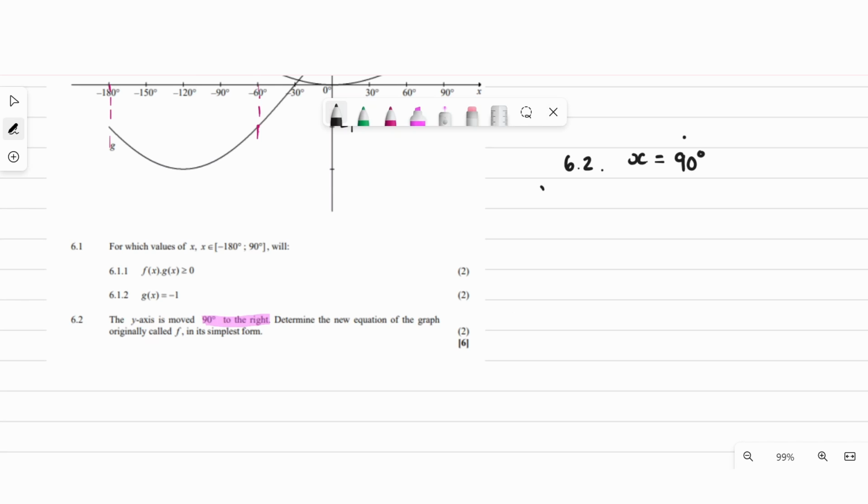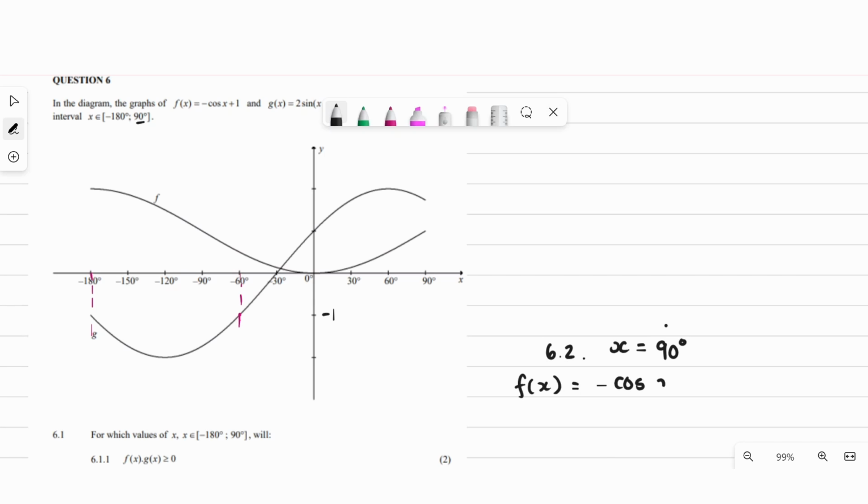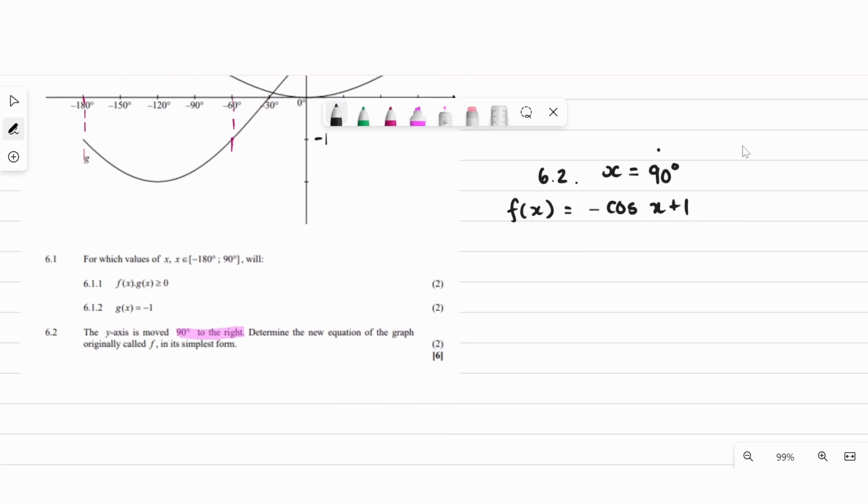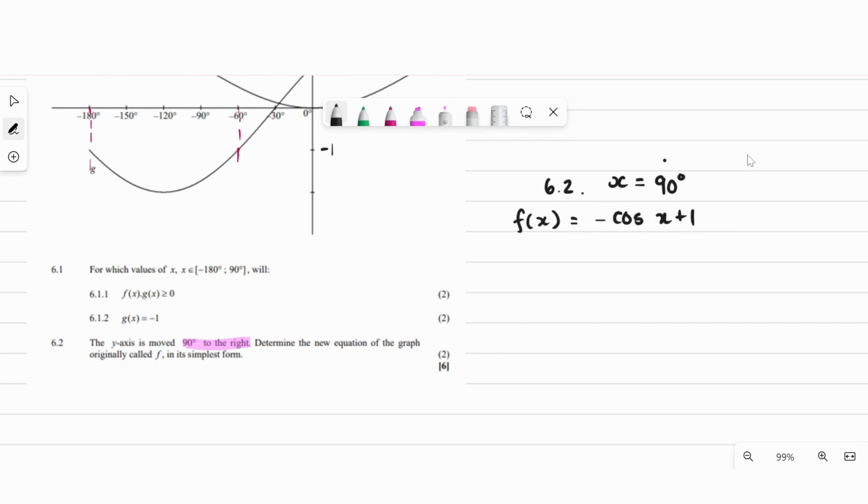So we know the fact that we have f of x in our case being negative cos x plus 1. That's what we know, right? And as I said, if it moves to the right, x is equal to a positive value, right? And if it moves to the left, x would be equal to negative 90, but now it says to the right, so it is positive. So we need to change this so that we can substitute it in the formula, meaning we need to take the 90 to the other side. So it's going to be x minus 90 degrees is equal to 0. Then we take this and we substitute it here.